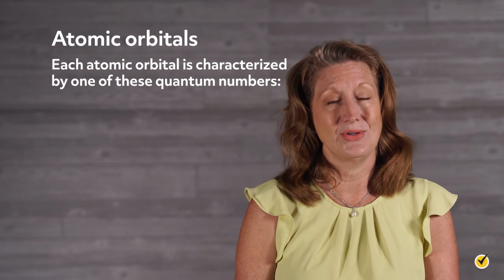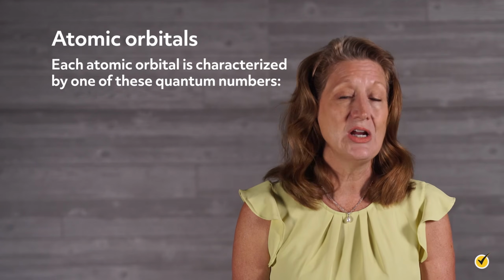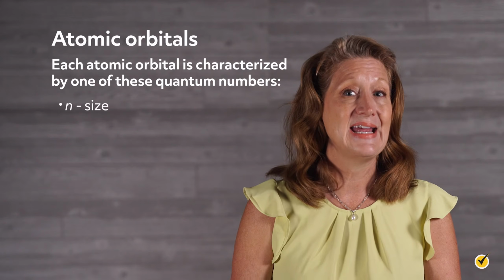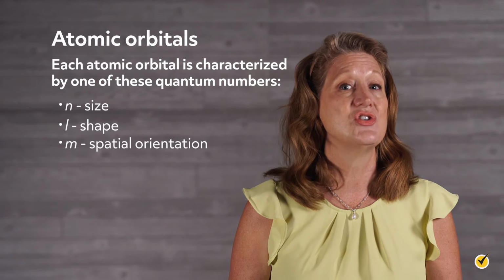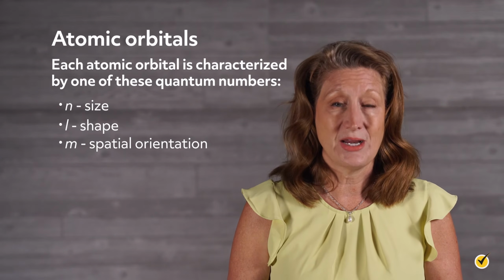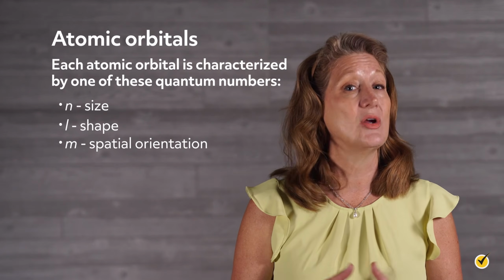Each atomic orbital is characterized by three quantum numbers, n, l, and m, which describe the size, shape, and spatial orientation of the orbital, respectively. Being a quantum number means that n, l, and m can only have specific, discrete values. A full explanation of these quantum numbers is beyond the scope of this video, but we'll give enough of an introduction for you to understand the notation used to write out electron configurations.